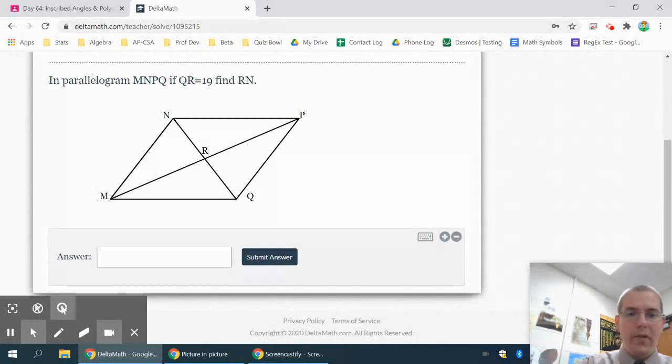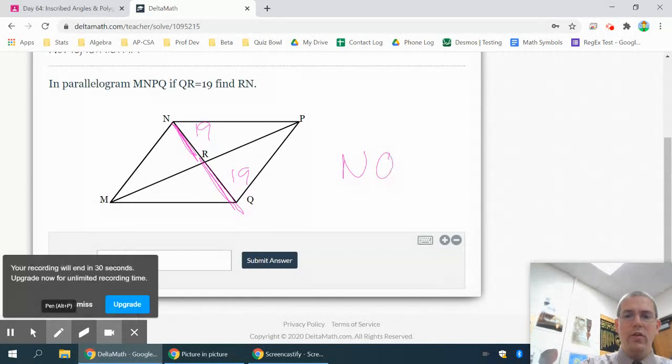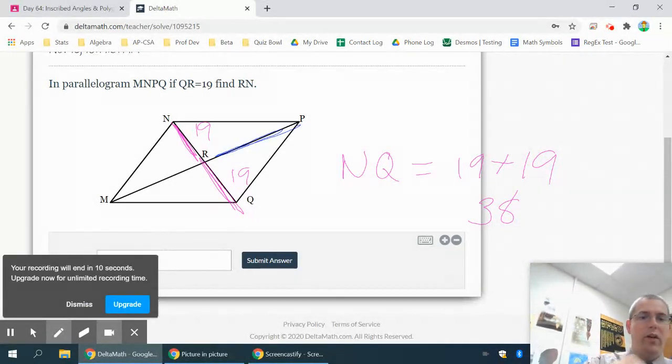Okay, on this one, they tell you QR is 19. So if this is 19 and they bisect each other, this is also 19. So that's what it was looking for. Just in case, if they would have asked you for NQ, once you know that both halves are 19, you could have added them together and said the whole thing NQ would be 38. So be careful what they're asking for, but these parallelograms, their diagonals just bisect or cut each other in half. There's no guarantee that RQ would be equal to one of these other halves of a diagonal, but it does have to equal the other half of the same diagonal.